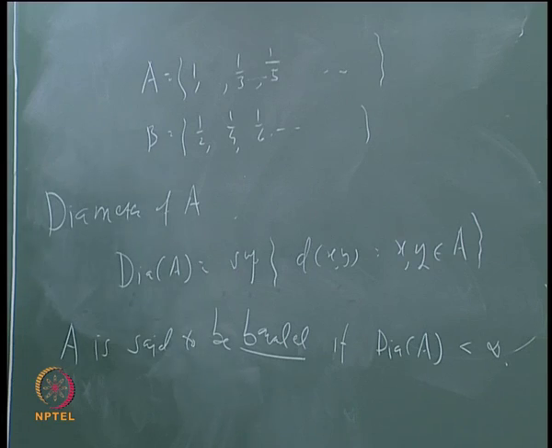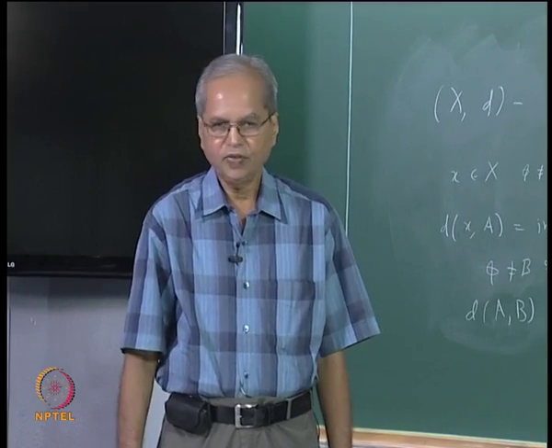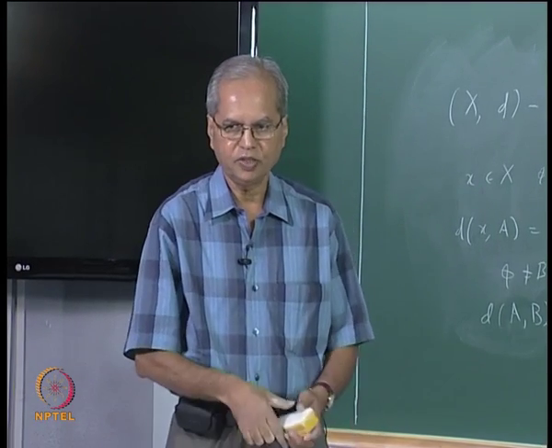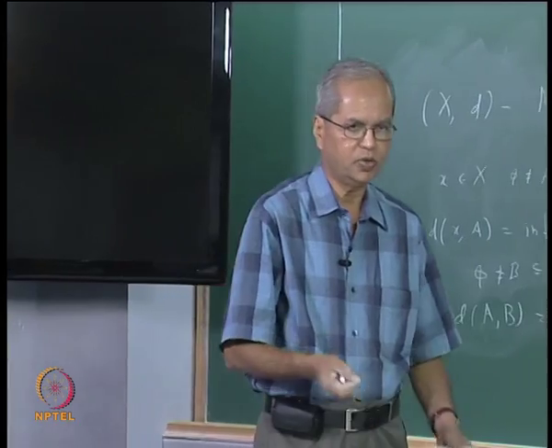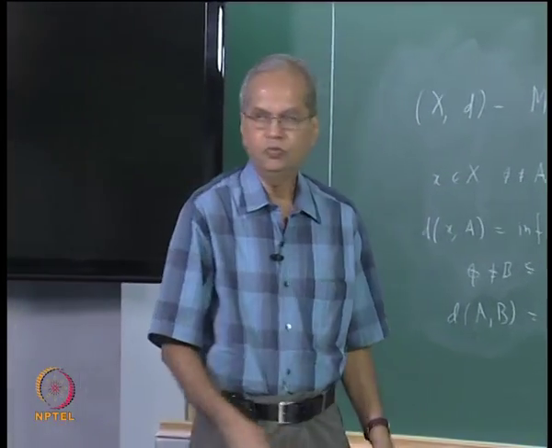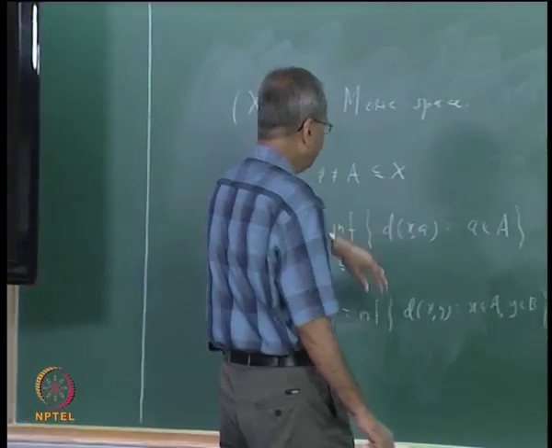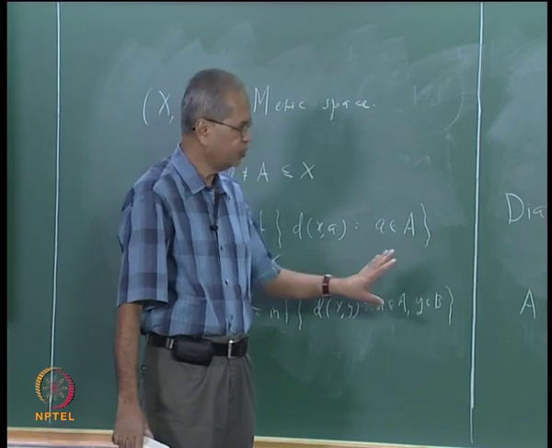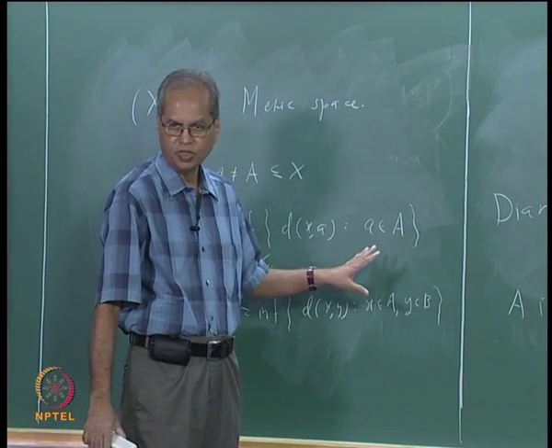We had defined what is meant by a bounded set in the real line. We have defined what is meant by saying that a set is bounded below, what is meant by saying that a set is bounded above, and we have said that if the set is bounded above as well as below, that will be called a bounded set. Now we have extended that concept to any subset of any metric space. Given any metric space, you can say what is meant by a bounded set.